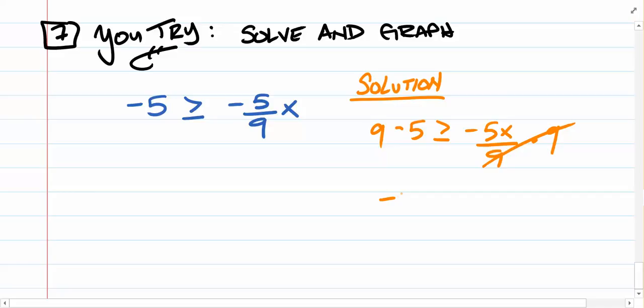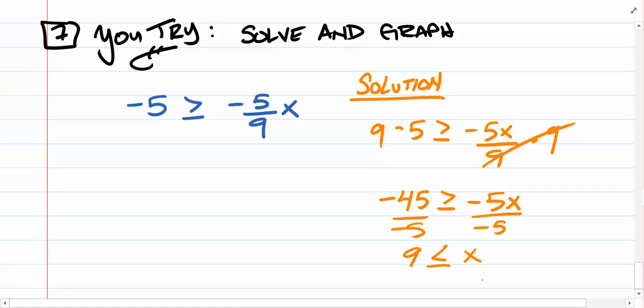So I'm going to get negative 45 is now greater than or equal to negative 5x. I am now going to divide by negative 5 on both sides. Negative 45 divided by negative 5, of course, is positive 9. So 9 is now greater than, or excuse me, because I divided by a negative 5, I need to reverse the direction of the inequality sign. So 9 will be less than or equal to positive x.